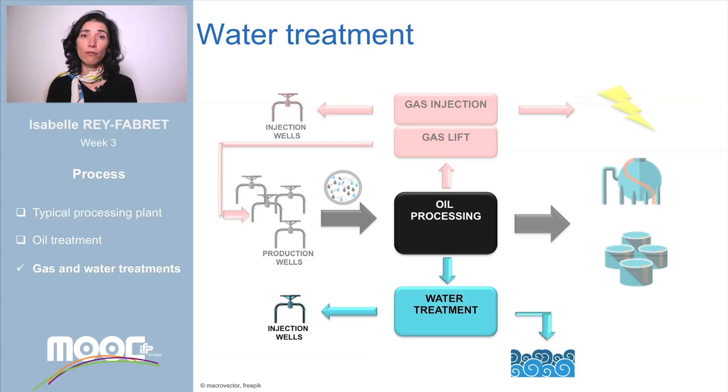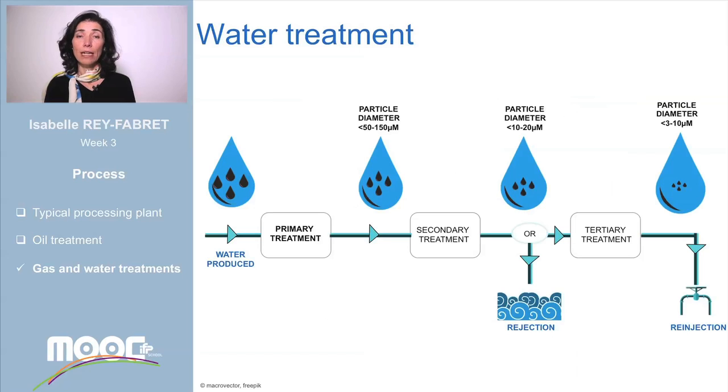The last part of the effluent is the water, which is treated in order to be reinjected in the reservoir for pressure management or rejected. The aim of this part of the process is to remove the remaining droplets of oil contained in the water after the stabilization phase. Different techniques are used to decrease drastically the amount of oil in water. 2 to 3 treatment steps allow the remaining particles to be less than 3 to 10 micrometers.